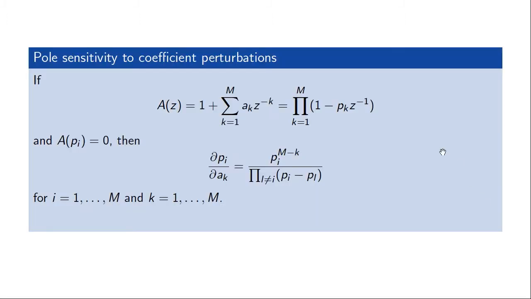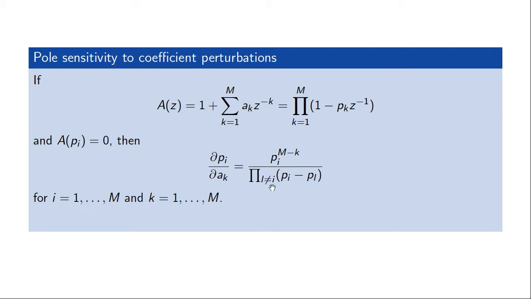So doing that yields the following expression. If we have the polynomial that we started with, a of z, and p_i is one of the poles, namely one of the roots of this polynomial, then we see that the derivative of the pole with respect to the coefficient is simply given by p_i to the power of m minus k divided by this product of differences of the pole positions, and here the difference is with respect to any other pole except the one under consideration, p_i, which is given by this product.